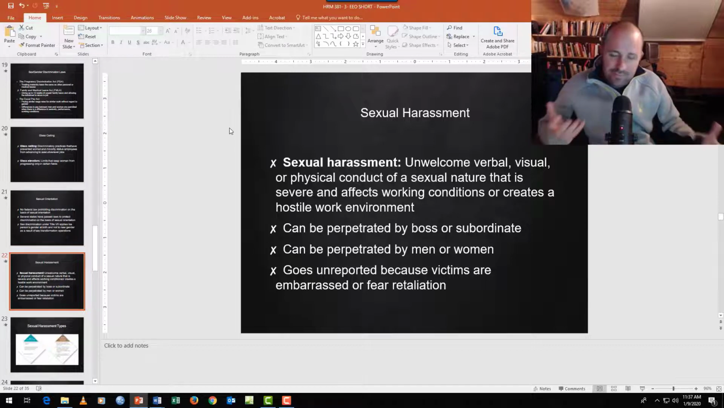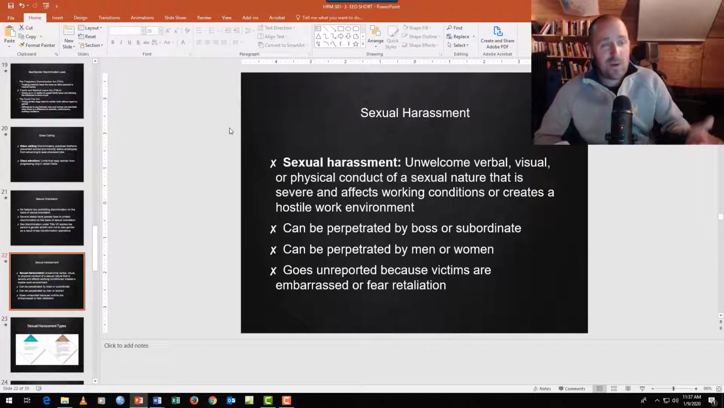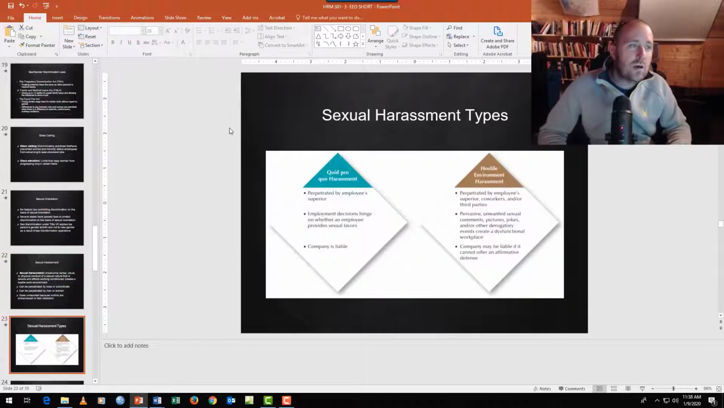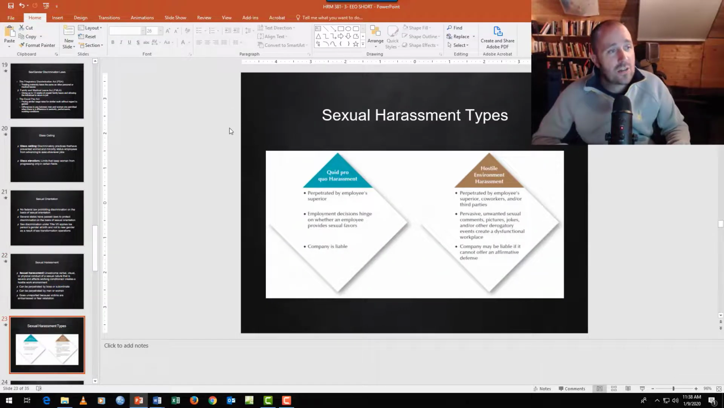So it's a bit difficult to nail down exactly what it is. There's certain things that are clear, like if you slap somebody on the butt, yes, that's not just sexual harassment, that's sexual assault at that point. If you say, hey, if you sleep with me, I'll give you a raise, yes, that's called a quid pro quo. That's illegal sexual harassment. But you can see there's a lot of gray areas. But there's two specific types I certainly want you to be aware of.